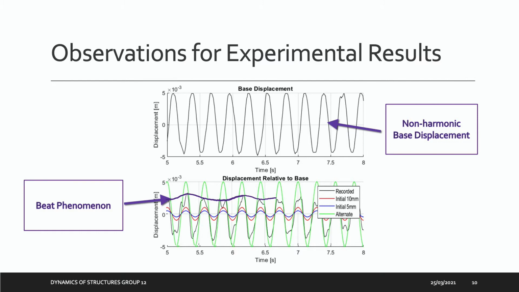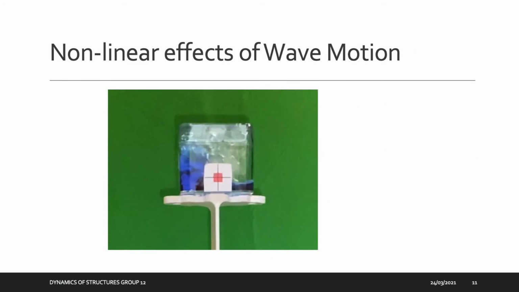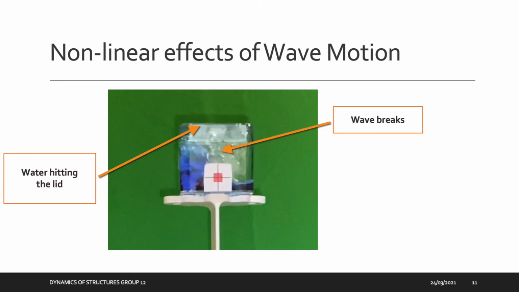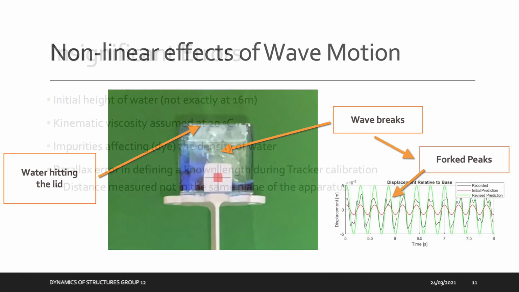It was also observed that the base motion was not harmonic, as the wave shape was irregular with varying peak amplitudes. This could cause errors in the steady-state response estimate, as the model applied may not be suitable. Examining the fluid behavior indicates more issues with our analytical models. On the one hand, the energy dissipation due to fluids hitting the lid was not accounted for. On the other, the simplified linear models fail to account for nonlinear effects, such as wave breaks, which can provide more damping and dissipate energy. This also explains why forked peaks were observed.